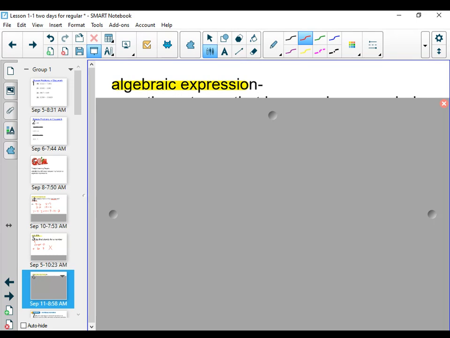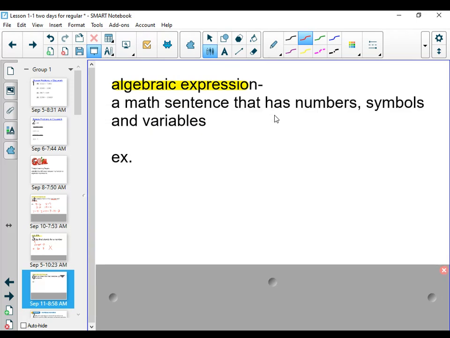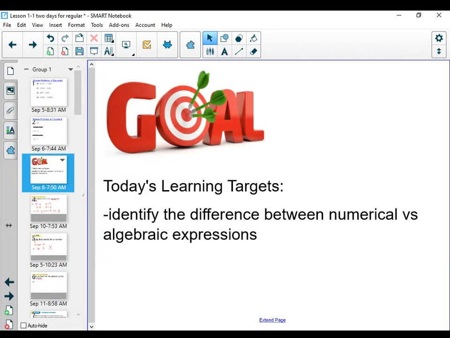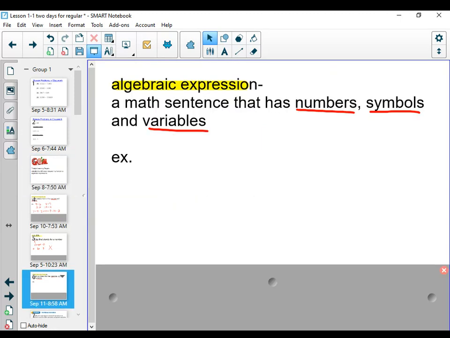Third thing for your notes, algebraic expression. An algebraic expression has numbers, symbols, and variables. If you remember our goal for today, identify the difference between numerical and algebraic expressions. So you might now be noticing, I see a difference. Numerical had numbers and symbols. Algebraic has those variables mixed in.